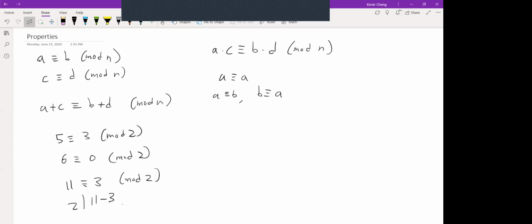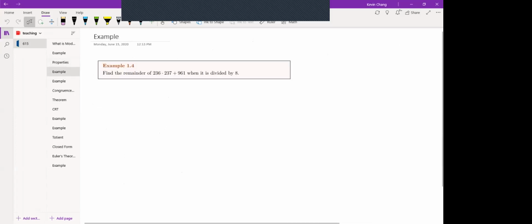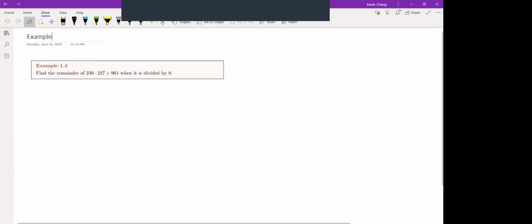So let's get into a very simple numerical example. This is probably just a computation you would see maybe in a competition, but we'll see how we can use mods. All these numbers you see right here are quite large, and it would be very difficult to compute this number quickly and then divide it by 8 to get an answer. But instead of actually computing the entire thing, we can use the properties from mods.